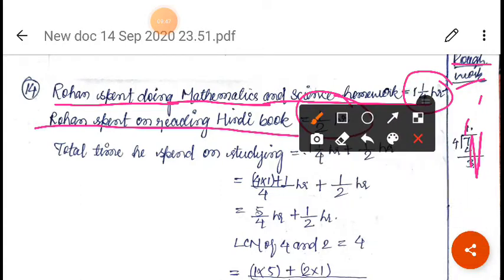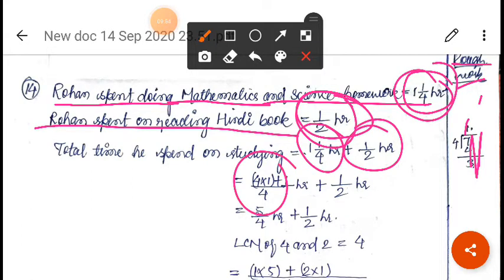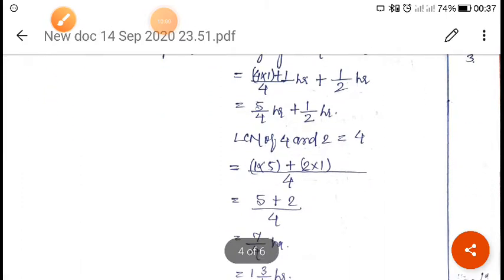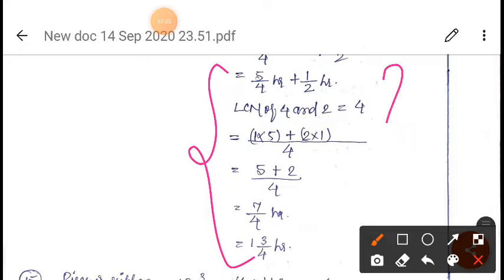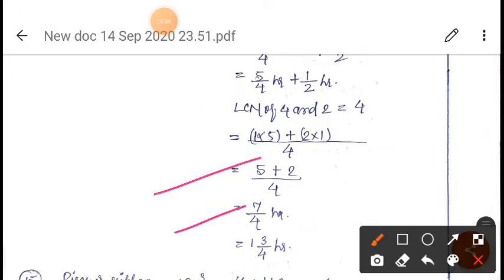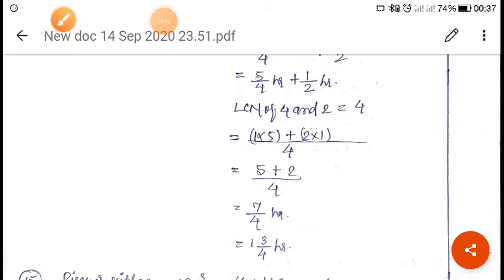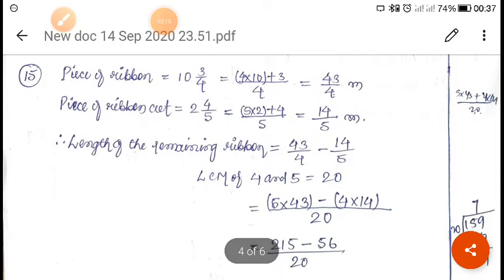For this, we just have to add this and this. When we add them, we get 5 by 4 and 1 by 2. So again, when you do this, you will get the answer. I hope you have understood how we have to do this. It is simply the same as the previous one which we have done. Now question number 15 is what?